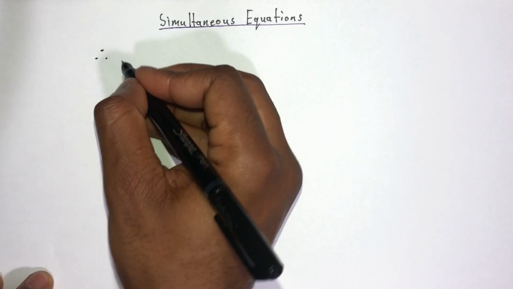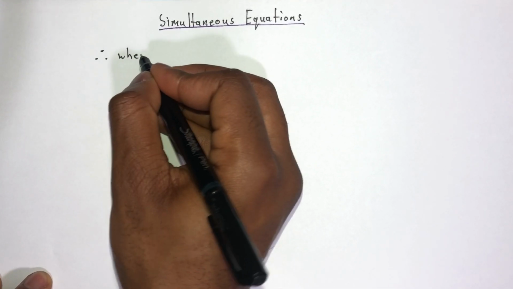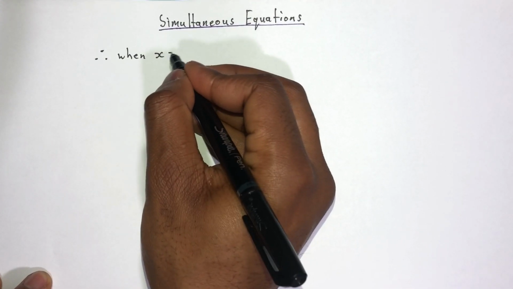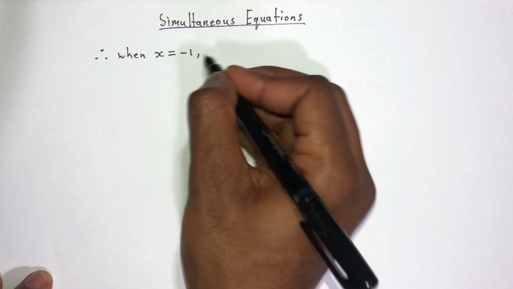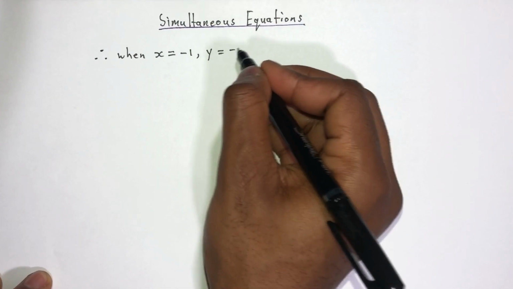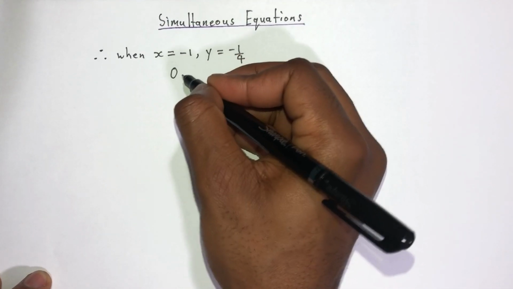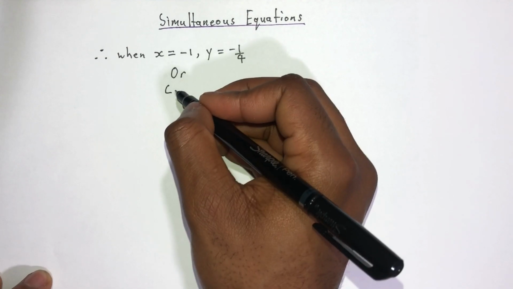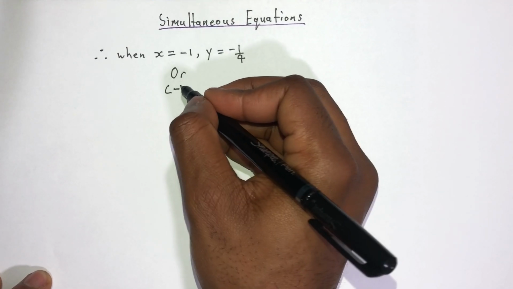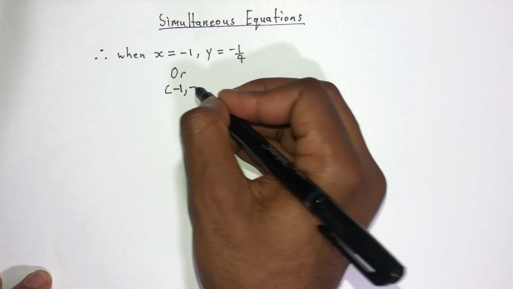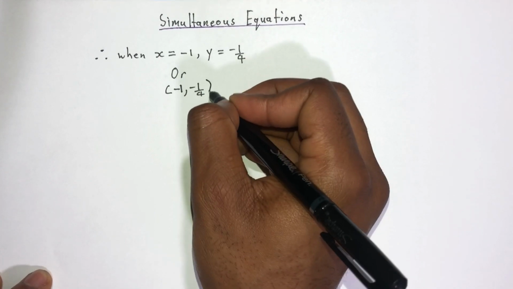Therefore, when x equals negative 1, y equals negative a quarter. Or we can write our answer this way, where we have our x value and our y value.